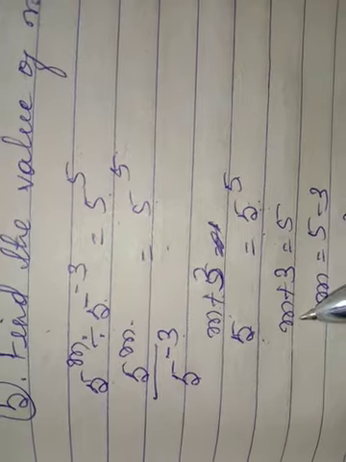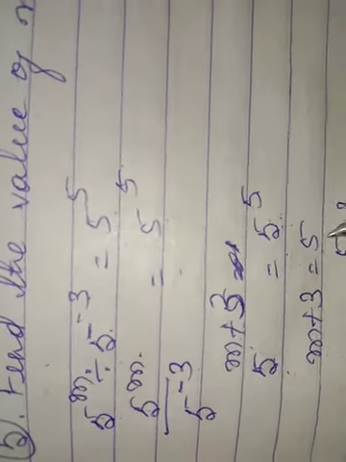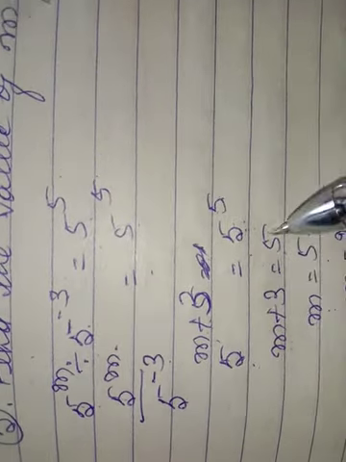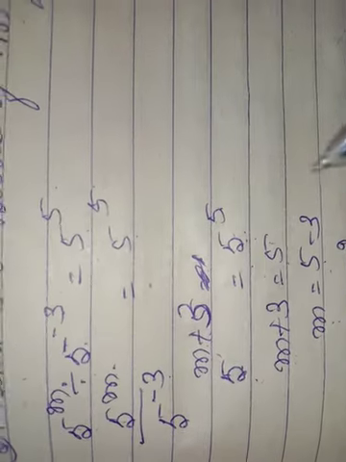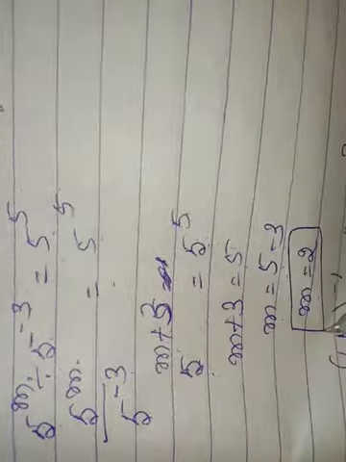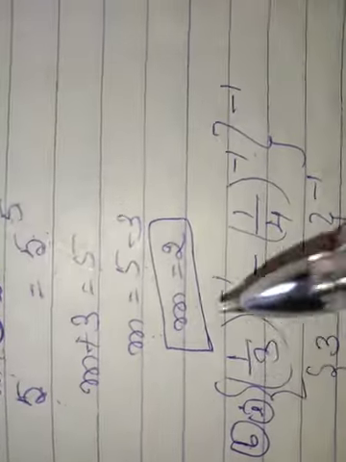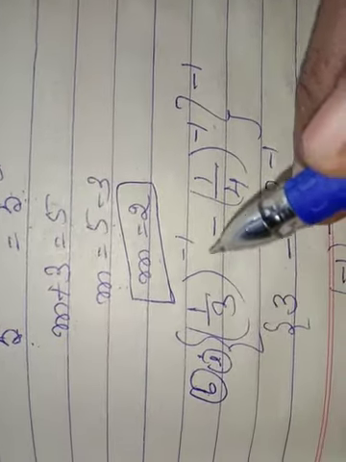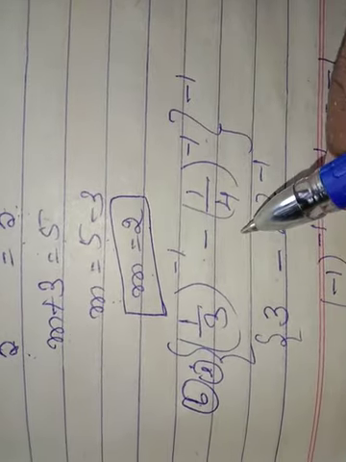So the powers: m plus 3 is equal to 5. Then m is equal to 5 plus 3. If you take this side, it will become minus 3. Then m is equal to 2. This is the answer. Now, sixth problem: (1 by 3) whole to the power minus 1 minus (1 by 4) whole to the power minus 1, whole to the power minus 1.